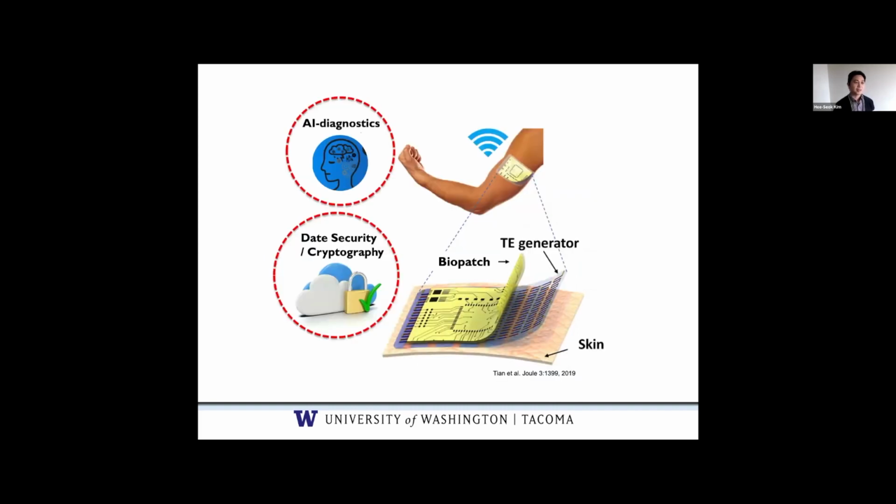But the problem, which is included in my future research, is that we are handling sensitive data. So it is critical to incorporate data security and cryptography. I also initiated a different type of research on self-diagnostics based on AI. Thanks to the many experts in the School of Engineering Technology on data security and cryptography, I'm going to build a strong collaboration with them and complete this all-in-one type of Biopatch.